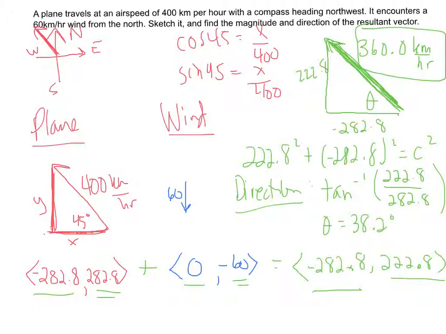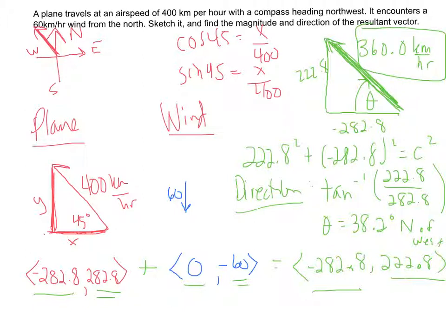So, we can say this direction a couple of different ways. We can say that it's 38.2 degrees north of west. So, north of west, because it's to the north, or toward the north from the west bearing.